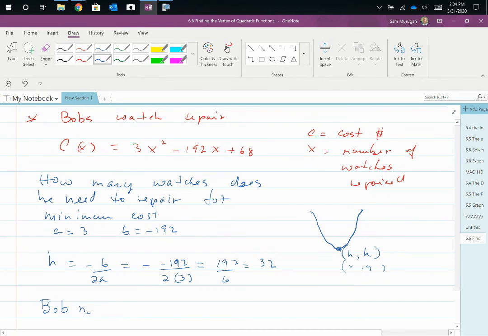Bob needs to repair 32 watches for minimum cost. They're not asking you to find the cost. They're just asking you to find the number of watches.